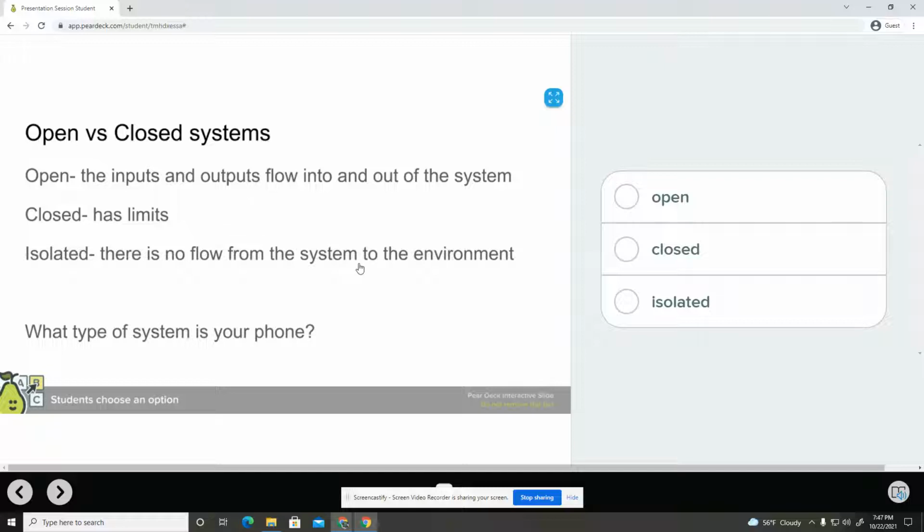What type of system would your phone be? That could be considered closed because it has a limit. You don't have matter coming in and out of the cell phone, but you do have energy coming in and out when you charge it, and then energy in the form of heat or light, which shows the display. So in that, you're stating the limits of that system.